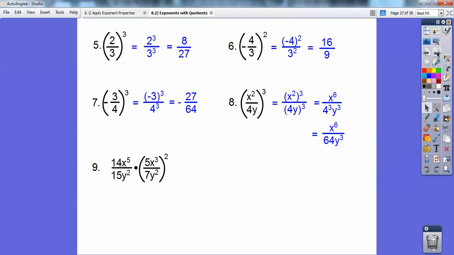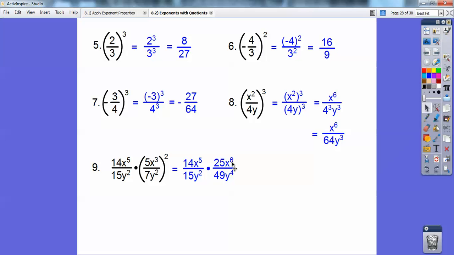All right, okay, number 9. All right, first I'm going to deal with this squared part right here. So I'm going to go 5 squared, x cubed squared, 7 squared, y squared squared, okay? So that's what this is going to be. Everything's being squared right there. 5 squared is 25 and 7 squared is 49. Okay, powers raised to powers, I multiply these, so it's going to be 3 times 2 or 6.